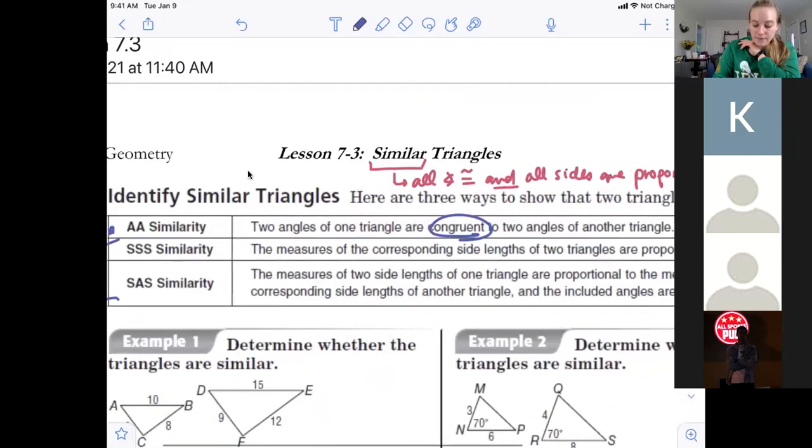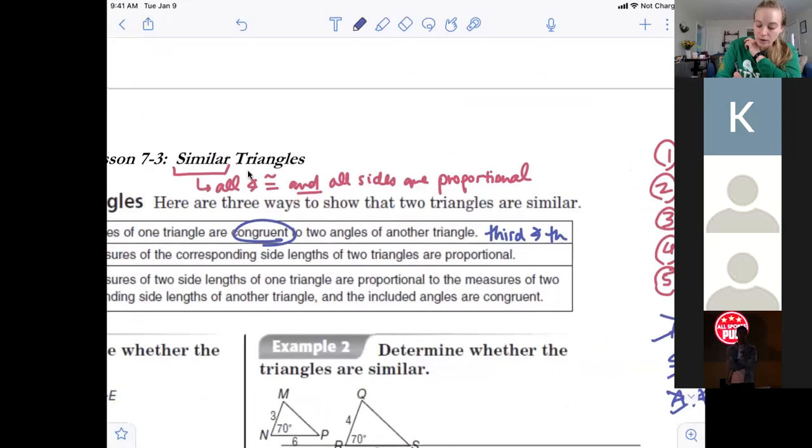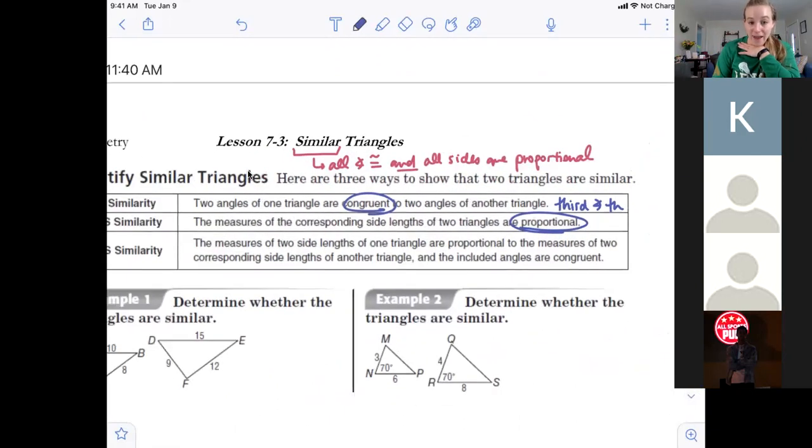Another one, the other 2 actually are ones that we've already done before, SSS and SAS. So SSS: if the measures of the corresponding side lengths of 2 triangles are proportional, then we have similar triangles. That means all of them have the same ratio, like 1/2, 1/2, 1/2. Similarly, SAS: the measures of 2 side lengths of one triangle are proportional to the 2 corresponding side lengths of the other triangle, and their included angle is congruent. So if we have 2 sides that are proportional to the 2 sides over here, and then this angle is congruent, then we know that by side, angle, side, these triangles are similar.